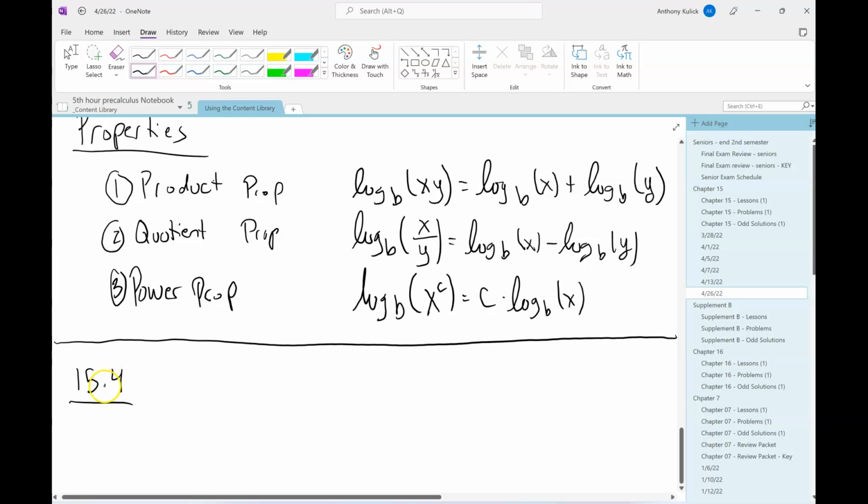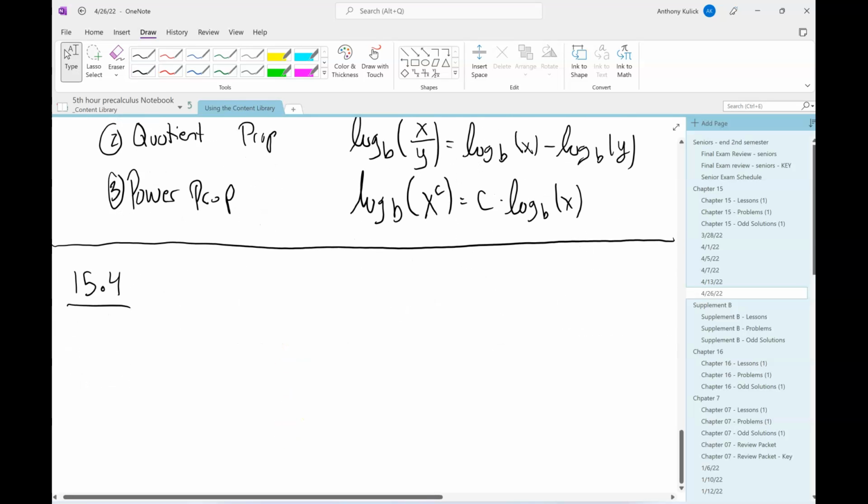So 15.4 is all about solving. There are two different approaches we can take to solving. Although they're both really doing the same thing, depending on how you want to think about the problem, you can do it either way. It's doing the same thing. So one approach is just taking advantage of this one-to-one property.